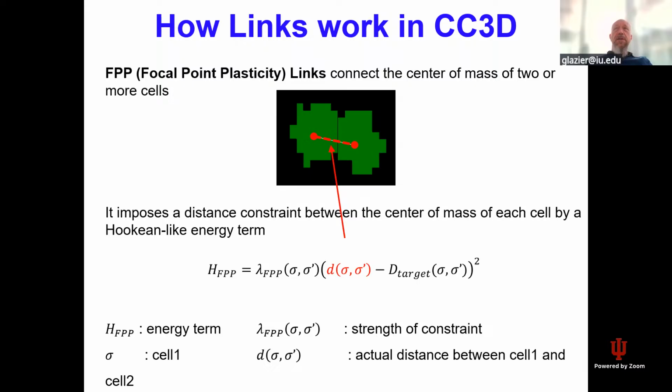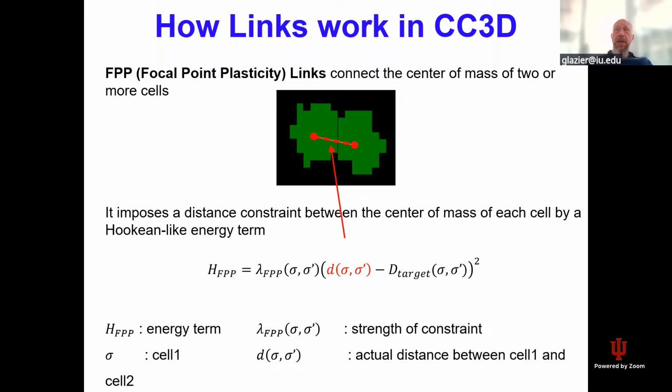With the link, by default, the link behaves like a spring. So you define the spring constant. We always use the letter lambda for the spring constant. Then the equilibrium length of the spring: does it want to go to zero length, or some finite length? The energy is lambda times the actual length of the spring minus the target length, squared. So if the length is shorter than the target length, the spring will push the cells apart. If the spring is longer than the target length, it'll pull the cells together.